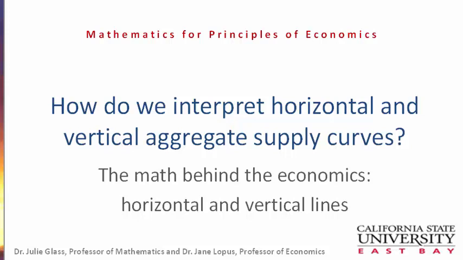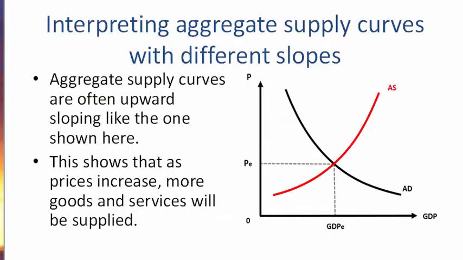The topic of this video is how do we interpret horizontal and vertical aggregate supply curves. And the math behind the economics is horizontal and vertical lines. We often think of aggregate supply curves as being upward sloping, like the red curve in this graph, and that shows that as prices increase, more goods and services will be supplied.